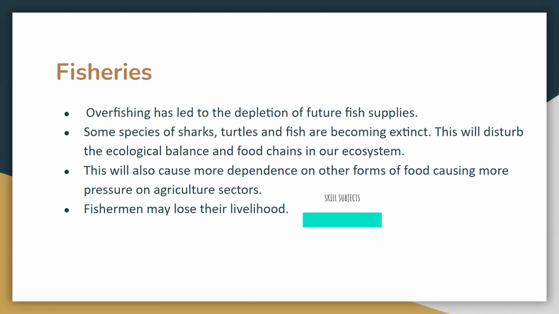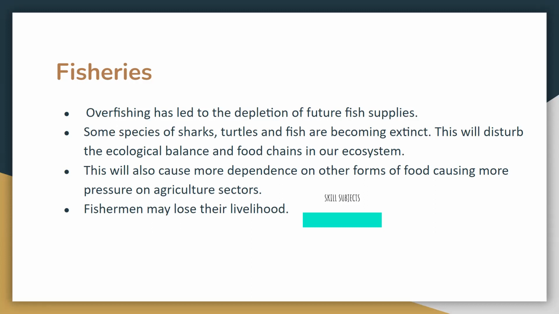So if a lot of overfishing is done, then obviously there are no new fish in the sea or the ocean. So we have to take care that we do not overfish. Two, some species of sharks, turtles, and fish are becoming extinct. This will surely disturb the ecological balance and food chain in our ecosystem.